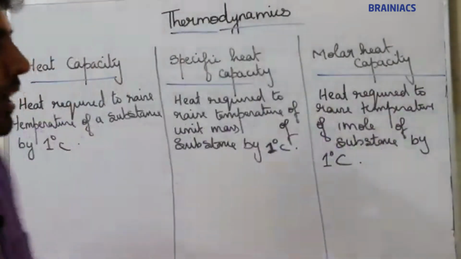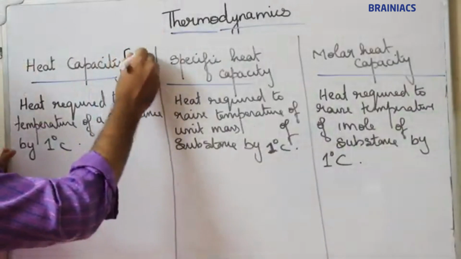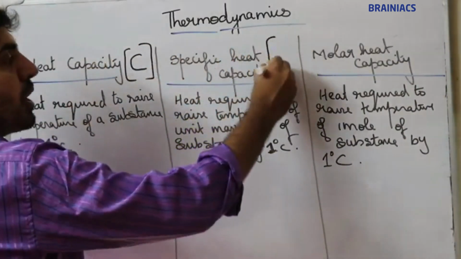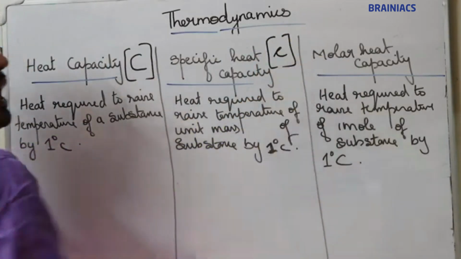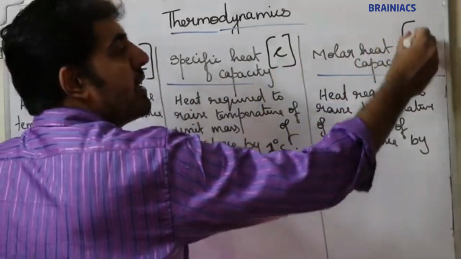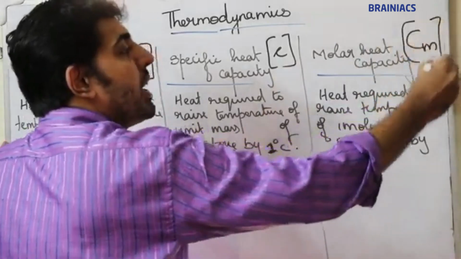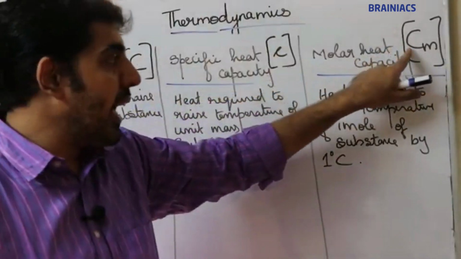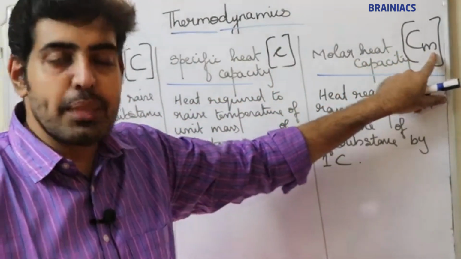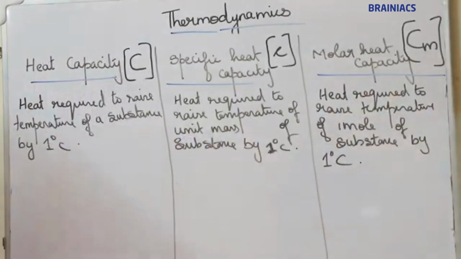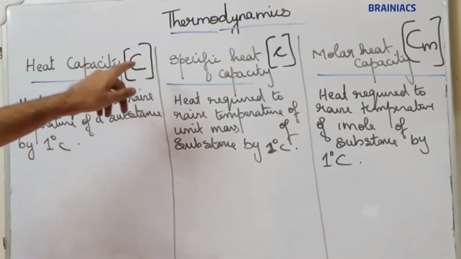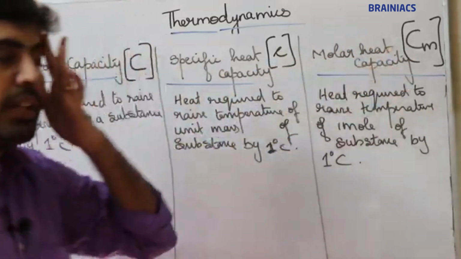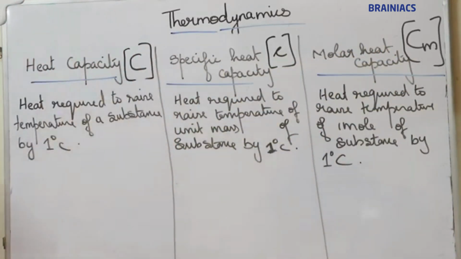Heat capacity is represented by capital C. Specific heat capacity is represented by small c. And molar heat capacity is represented by capital C and M, with M as subscript. You have to write M as subscript. So we are going to discuss heat capacity C, specific heat capacity small c, and molar heat capacity Cm.